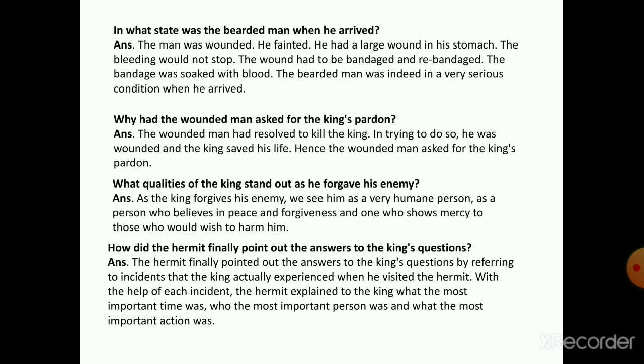Then last question, how did the hermit finally point out the answers to the king's question? Its answer is, the hermit finally pointed out the answers to the king's question by referring to incidents that the king actually experienced when he visited the hermit. With the help of each incident, the hermit explained to the king what the most important time was, who the most important person was, and what the most important action was. So with this we have completed all the questions and answers of 2.2 Three Questions.